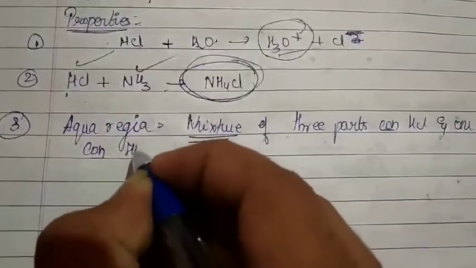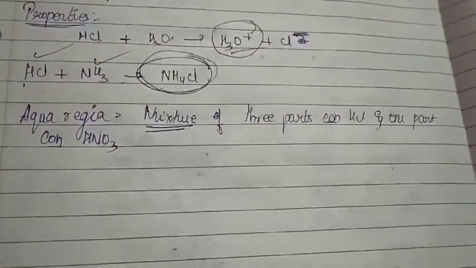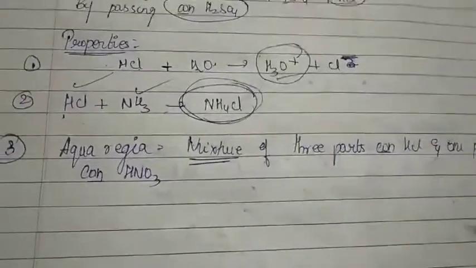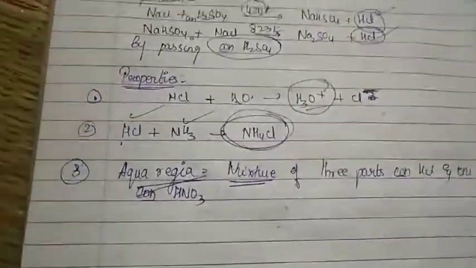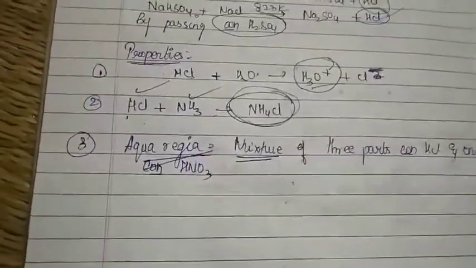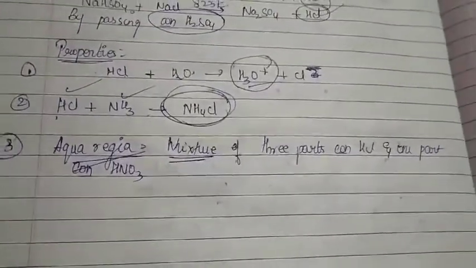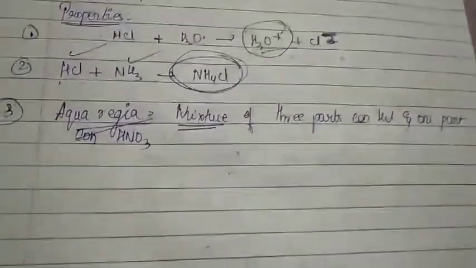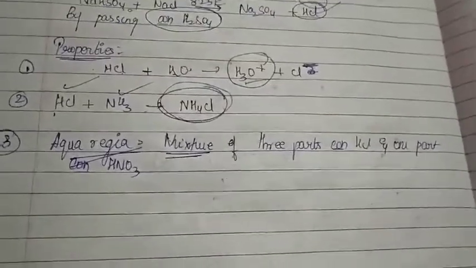So this mixture is what we call aqua regia: 3 parts concentrated HCl mixed with 1 part concentrated HNO3. Some fellows write it as a mixture of concentrated HCl and HNO3. Of course, it will be a wrong answer because we must take care of its stoichiometry. 3 parts of concentrated HCl and 1 part of concentrated HNO3, their mixture is called aqua regia.